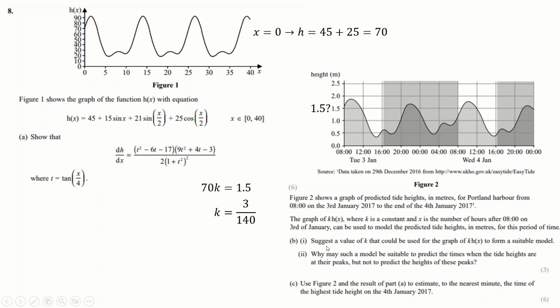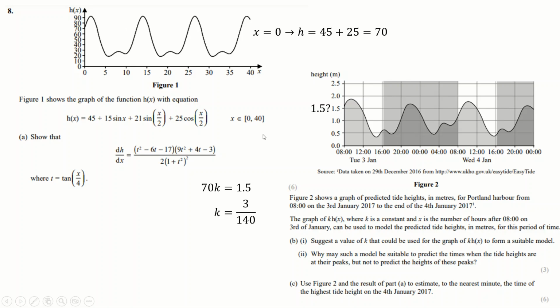Why may the model be suitable to predict the times of peak tide or high tide, but not the heights themselves? Well, it's suitable for the timings because you can see that this is periodic at roughly the same rate as this is. I'll mention this later, but you notice that this is 40 hours across because there's a whole day from here to here, plus 4 is 28, plus another 12 is 40, and this is also 40 across. And you can see the first peak is just after here, and the last peak is just before it. So the peaks seem to line up, so it's probably pretty suitable for estimating when the peaks happen.